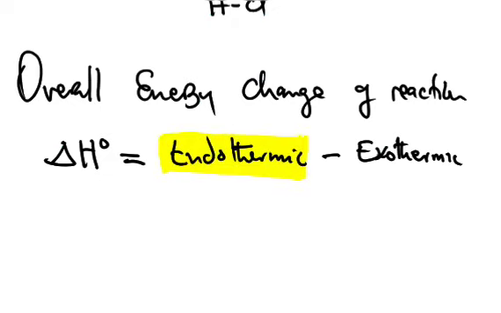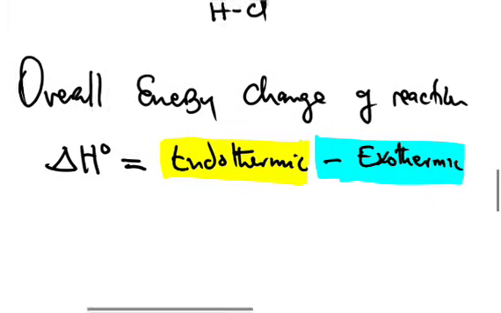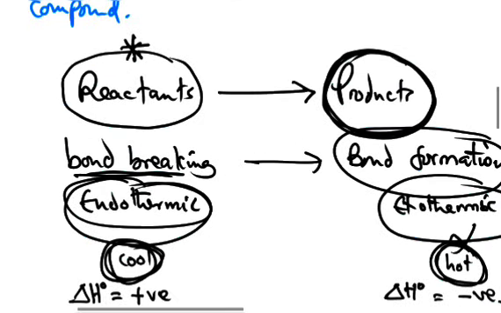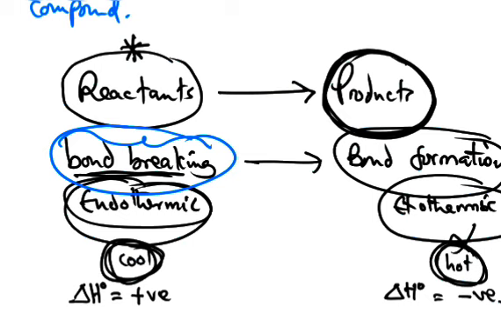Whereas exothermic is negative. So it is endothermic minus exothermic. So remember here, why is it up? With the amount of energy required to break the bond, this is the amount of energy which is released during bond formation. So it will be bond breaking minus bond making.